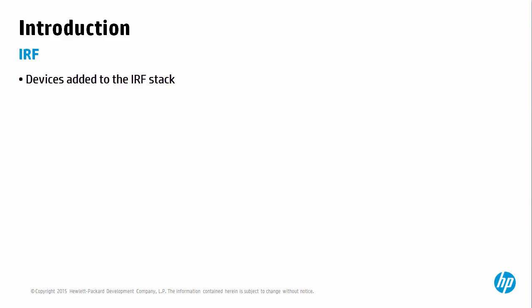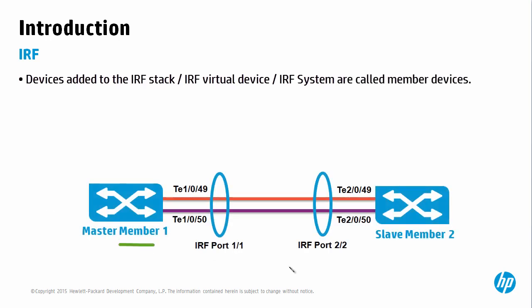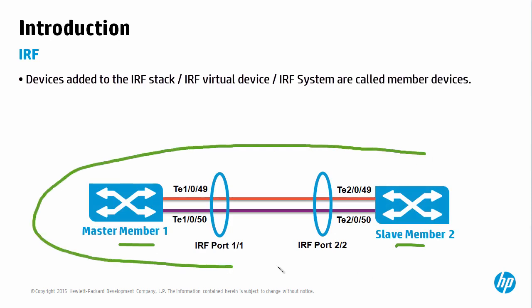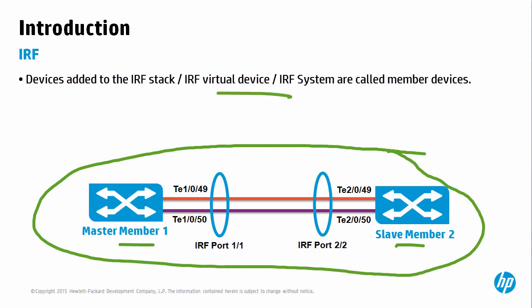Physical devices are added to the IRF stack, also known as the IRF virtual device, and also known as an IRF system, and these physical devices are called member devices. So in this example, we have two physical switches that have been added to an IRF system or an IRF stack, once again also known as an IRF virtual device.